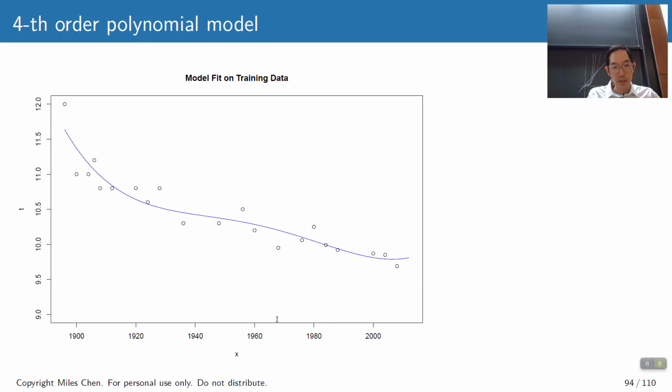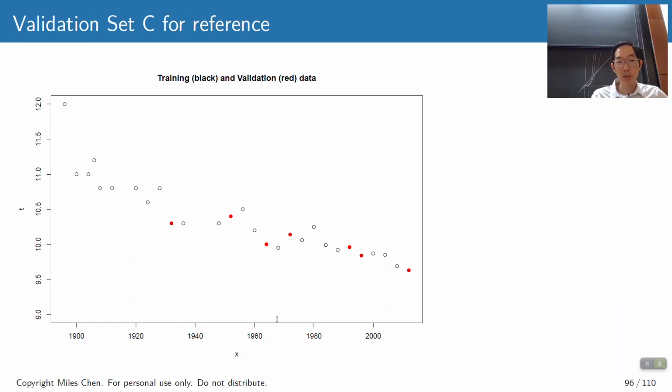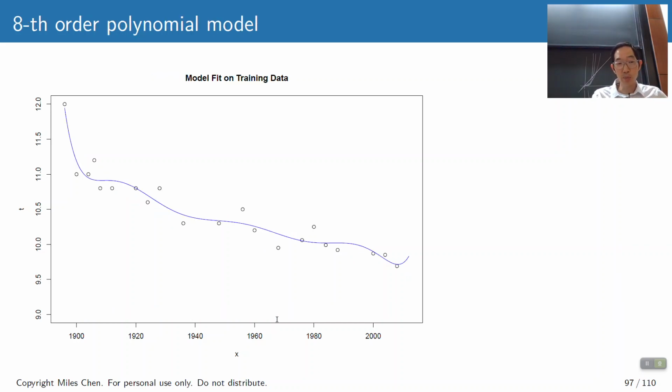And here's a 4th order polynomial. After removing these, this is what we get. We bring back the red dots, and we measure how much error we have. We have 0.0192. Here is the 8th order polynomial. Okay, so the 8th order polynomial is really able to accommodate this one outlier pretty well. And you can see by having a higher degree polynomial, we get a little bit more waviness, which I guess may or may not be a good thing.